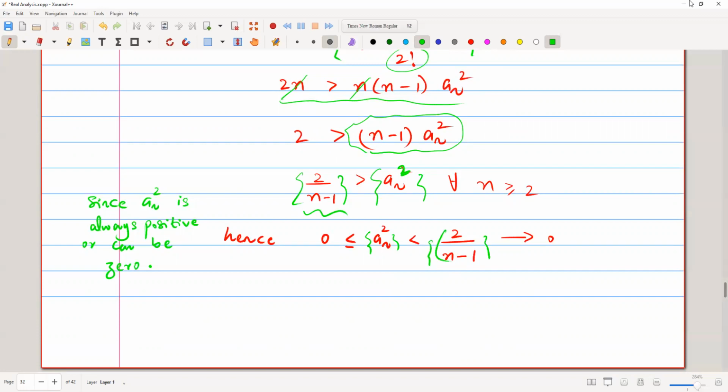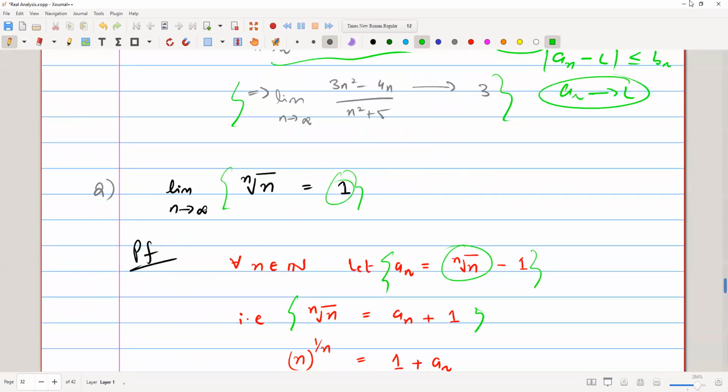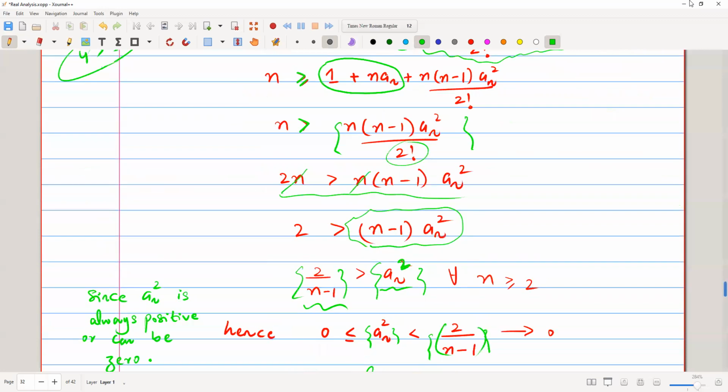So again, we know that this sequence, limit n tends to infinity, converges to 0, so therefore the sequence a_n is also convergent, right? So this sequence that we considered, a_n equals the nth root of n minus 1, is convergent, therefore this one is the limit of this sequence.